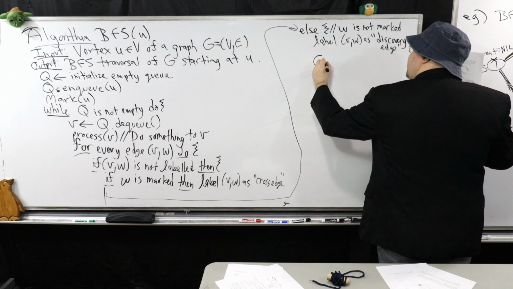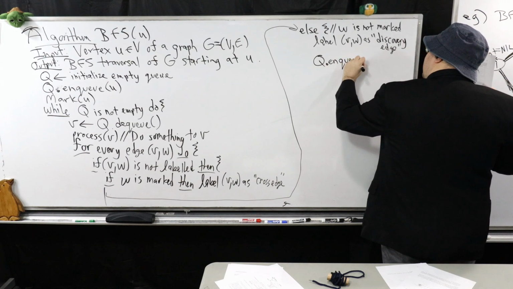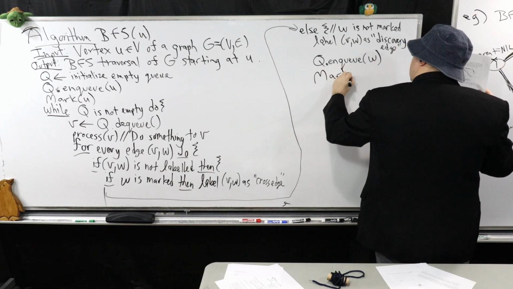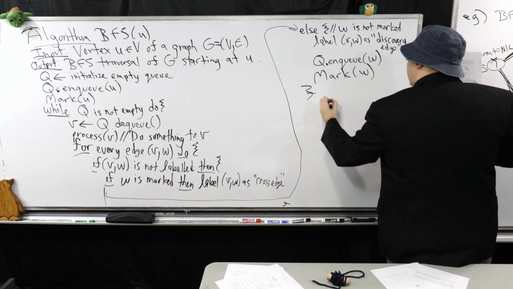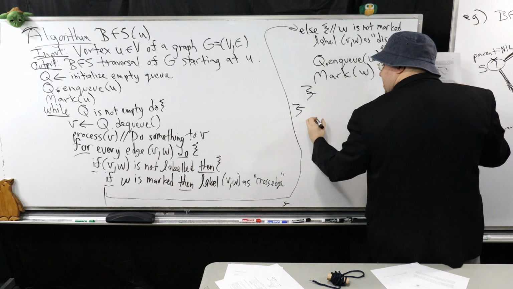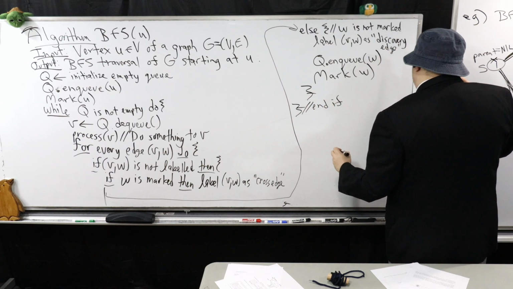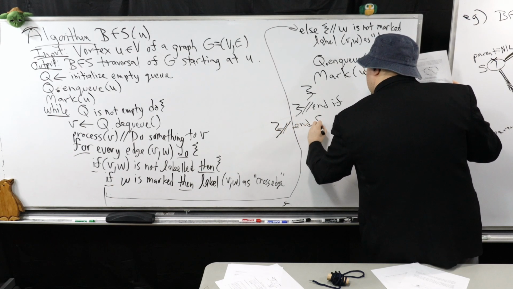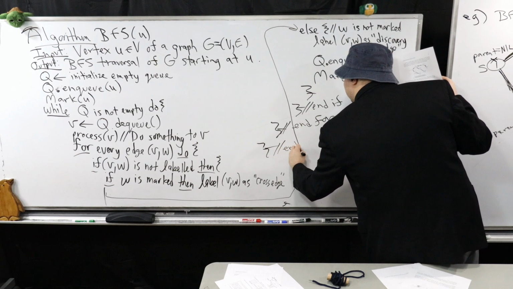Then you're going to enqueue W. So you're going to go Q dot enqueue W. And then we're going to mark W. And then that's the end of the else statement. This is the end of the outermost if statement. And then this is the end of the for loop. And then you have the end of the while loop. And that's it.